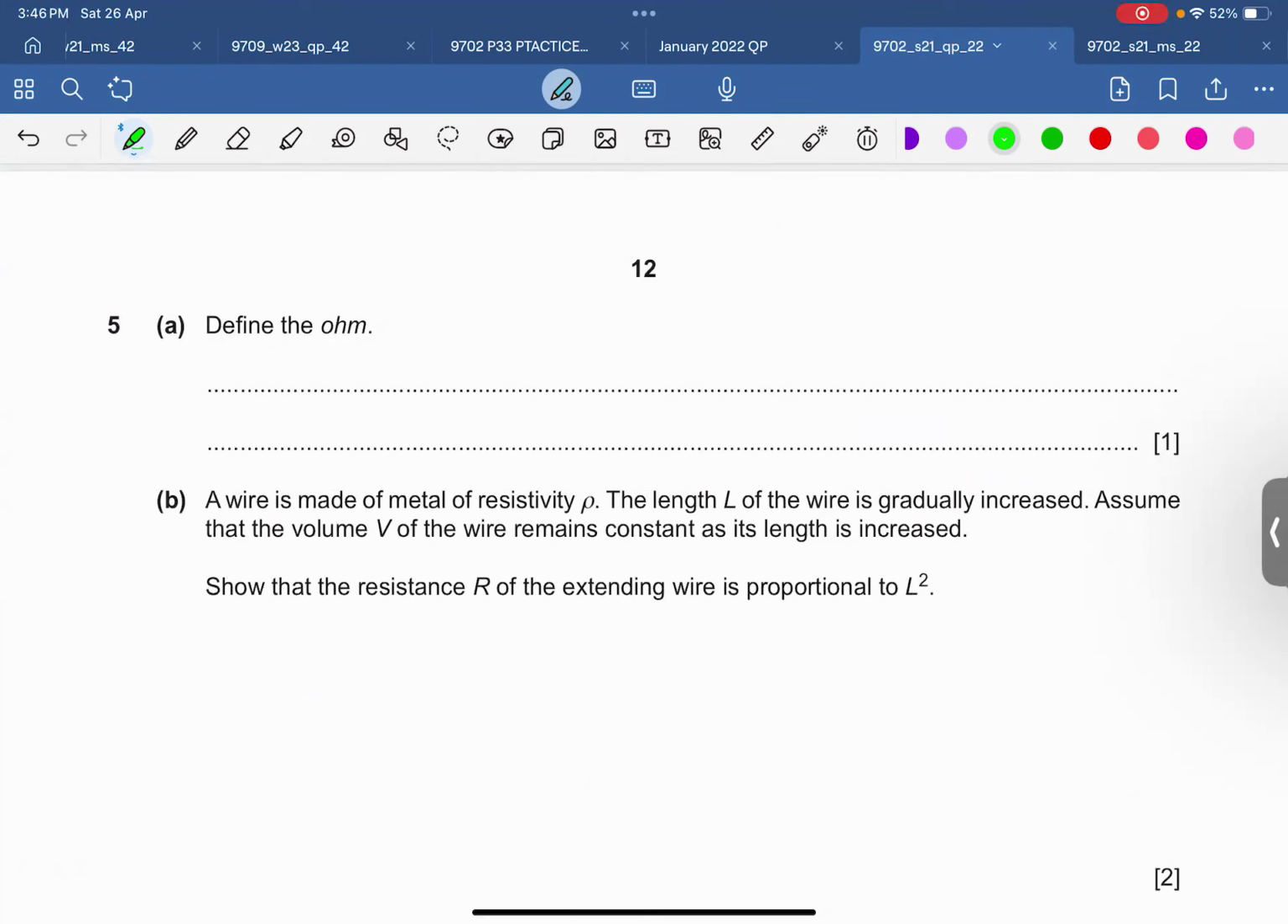Define the ohm. Volts per ampere. Come on, no. Ohm is a unit, so it has to be defined in terms of units and not quantities. Volts per ampere, yeah. It should be volts per ampere. Okay, volts per ampere.